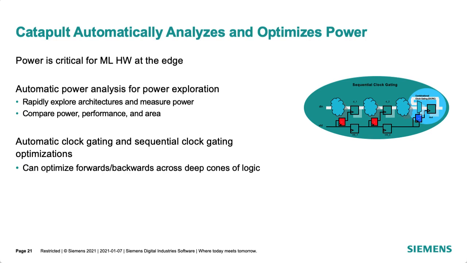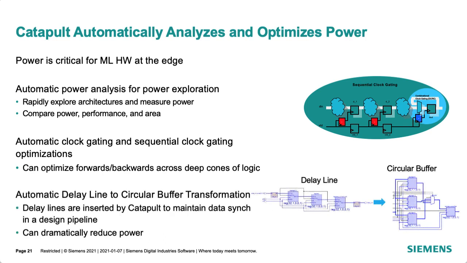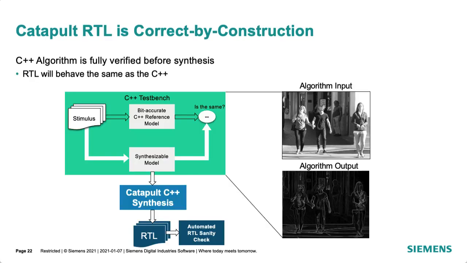The tool is automatically performing power optimizations under the hood using the PowerPro technology to perform things such as traditional clock gating as well as sequential clock gating, where it is looking forwards and backwards across deep cones of logic in order to strengthen or add enables. And lastly, the tool can perform automatic delay line to circular buffer transformations to identify delay lines in the scheduled data path and replace them with circular buffers.